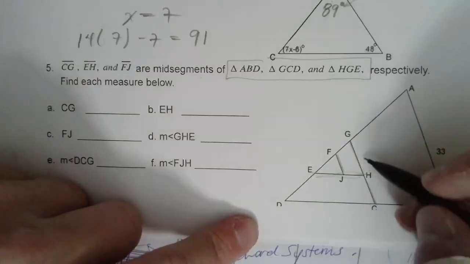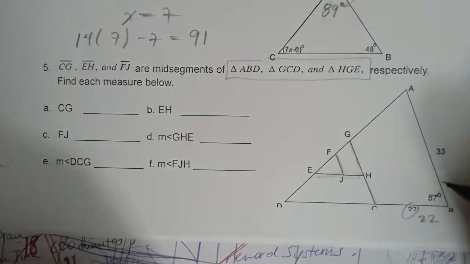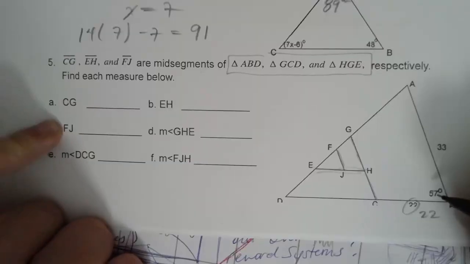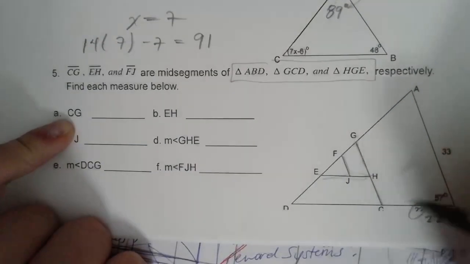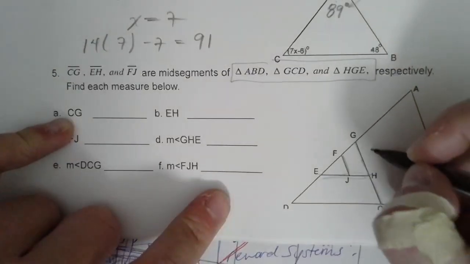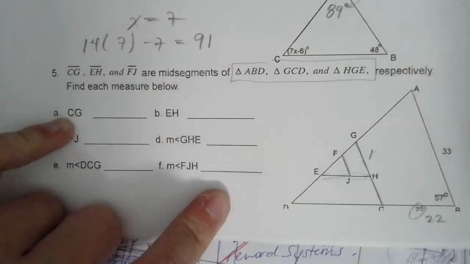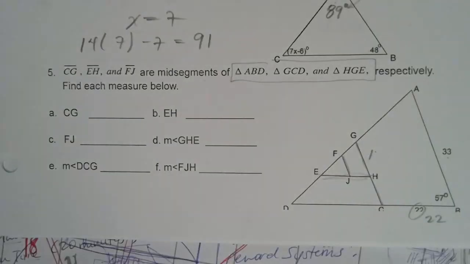First, I know that the midsegments are parallel. So I see that it wants me to find the measure of CG. I know that CG must be half of 33, which is 17.5, right? Yes.